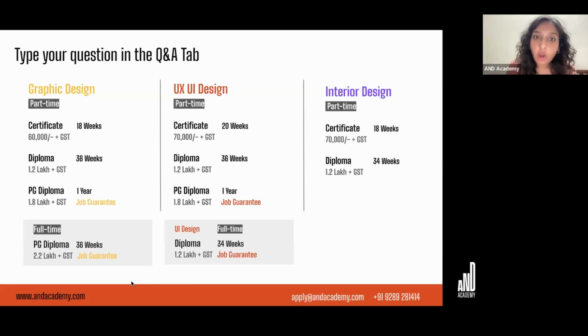Great. Moving on, Blessila has another question. In the interior design course, what is the scope of placement? I would like Ruchika and Azhar to weigh in on the components of this question.